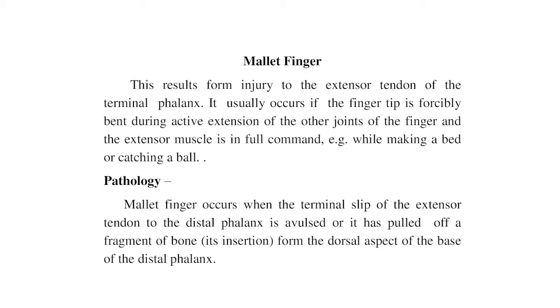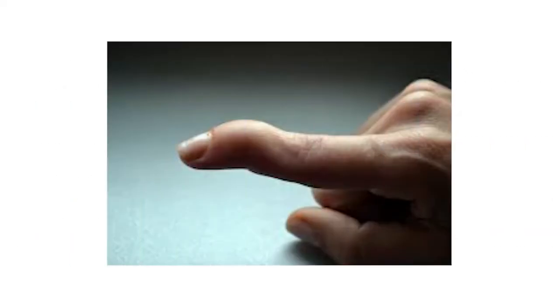Now the pathology, how this condition develops. Mallet finger occurs when the terminal slip of the extensor tendon to the distal phalanx is avulsed, or it has pulled off a fragment of the bone from its insertion on the dorsal aspect of the base of the distal phalanx. Dear students, here is a good picture of the mallet finger on your screen. This is another image of the mallet finger showing the terminal slip of the extensor tendon to the distal phalanx avulsed.